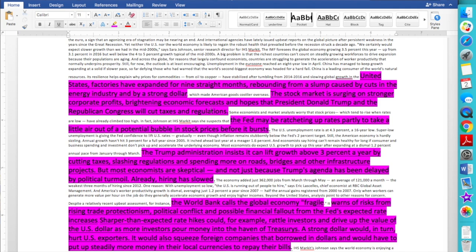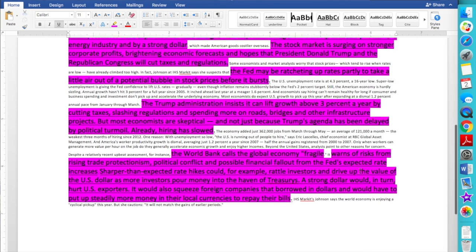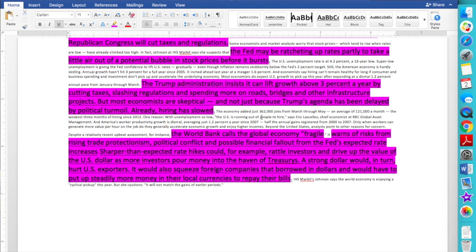The Fed may be ratcheting up rates partly to take a little air out of a potential bubble in stock prices before it bursts. The Trump administration insists it can lift growth above 3% a year by cutting taxes, slashing regulations, and spending more on roads, bridges, and other infrastructure projects. But most economists are skeptical, and not just because Trump's agenda has been delayed by political turmoil. Already hiring has slowed. The World Bank calls the global economy fragile, warns of risk from rising trade protectionism, political conflict, and possible financial fallout from the Fed's expected rate increases.